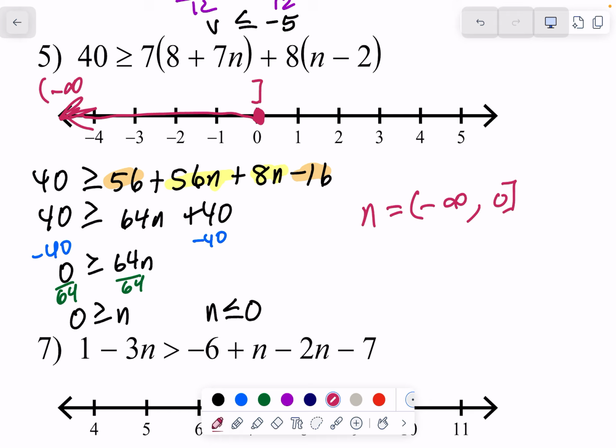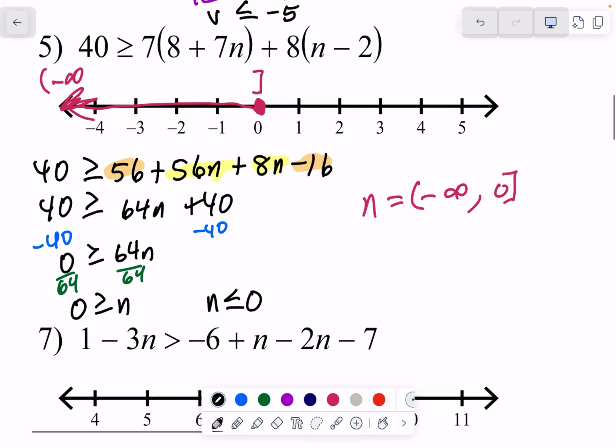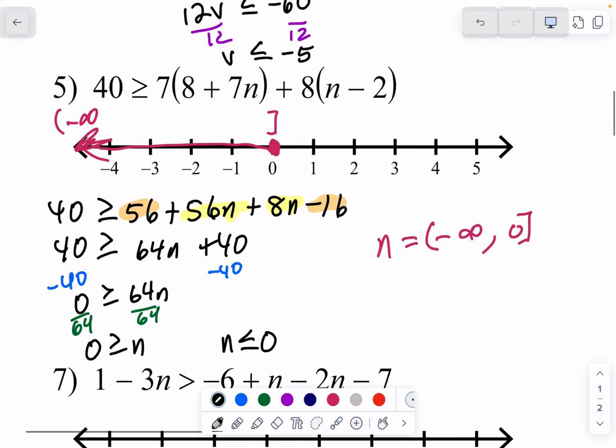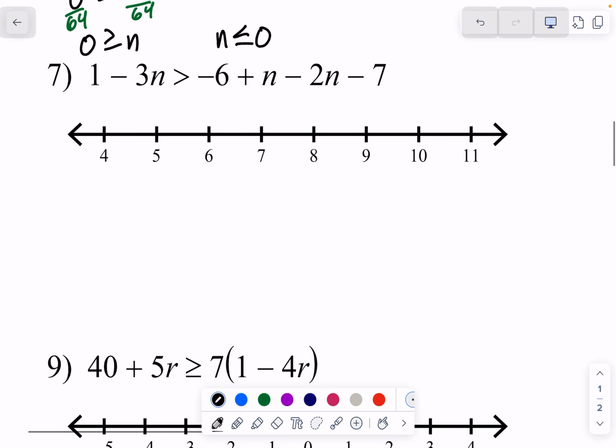Is this starting to click a little more? Okay, that's why we're doing this. Let's review a little bit more and get these into your head. Okay, there's number 5. Let's do 7.